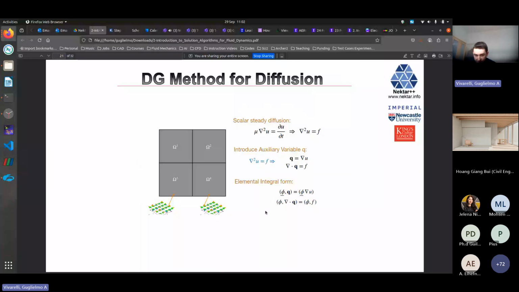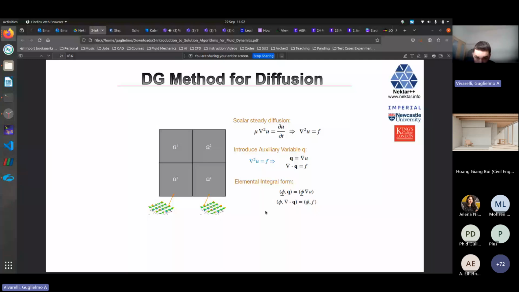Now, the problem with the diffusive terms is that you can't really determine a quantity at an interface using directionality, because diffusion just propagates everything. You think about how temperature, for example, diffuses, or viscosity, how it diffuses. So there's no real directionality information. So how do we deal with this?